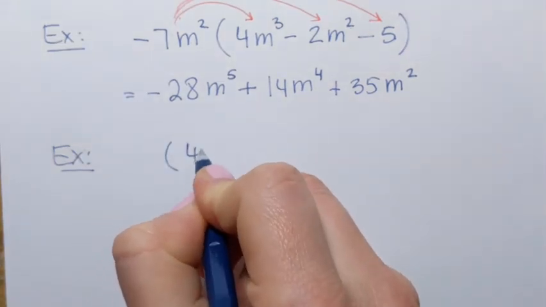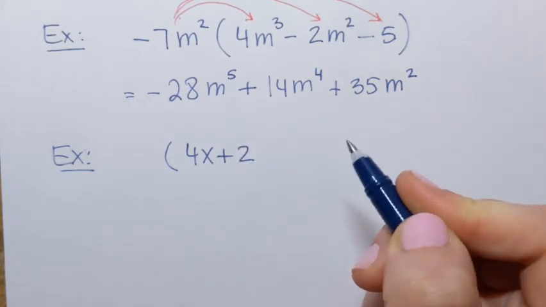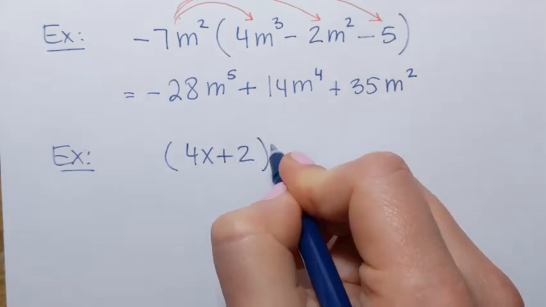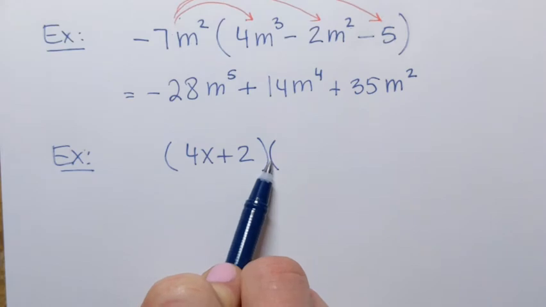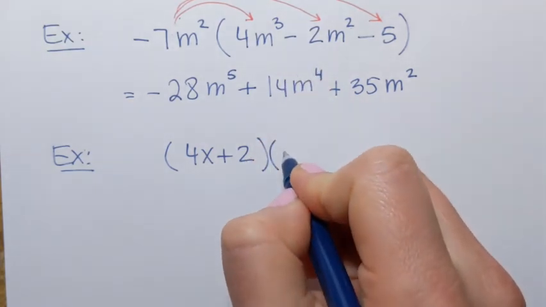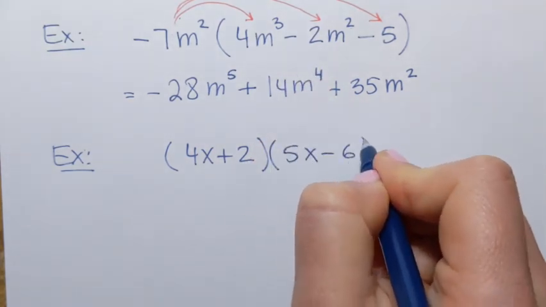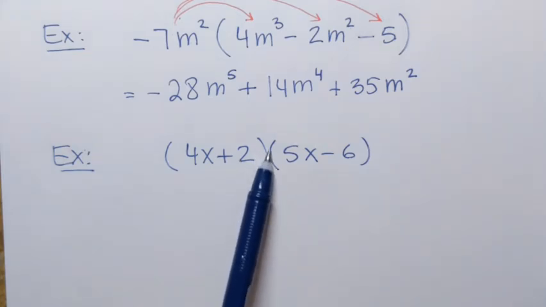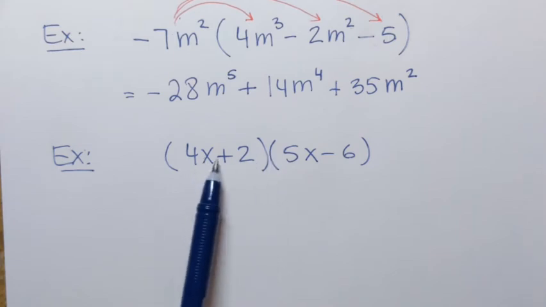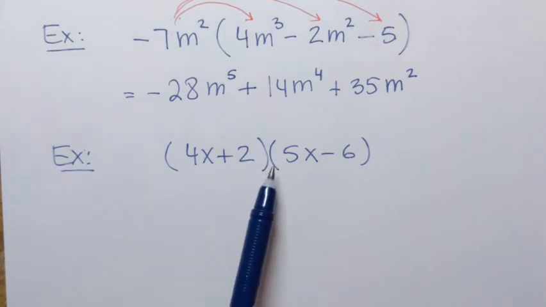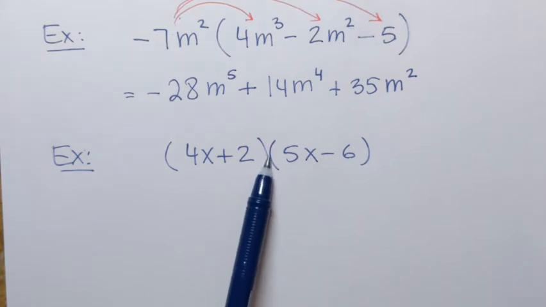So it's 4x plus 2, that's the first binomial, and I'm multiplying it, and that's why I'm gluing together those two sets of parentheses, by 5x minus 6. Notice that there is nothing in between those parentheses, so it means that I am multiplying. If I had plus or minus in between, then I would simply clear parentheses and combine like terms, right? So try not to confuse multiplication with other operations. Nothing in between, glued together, multiply.